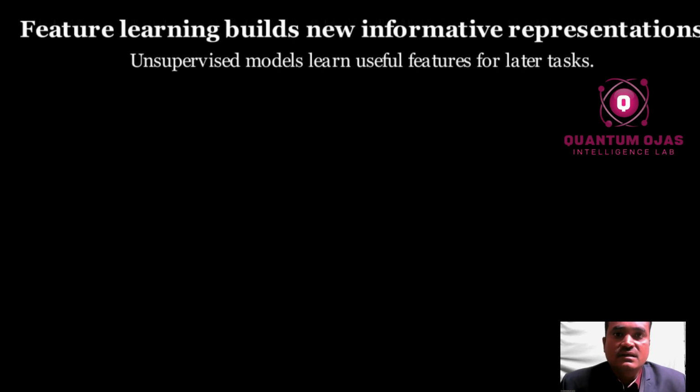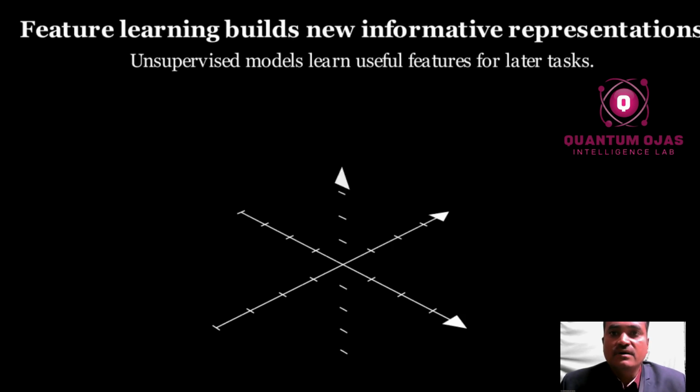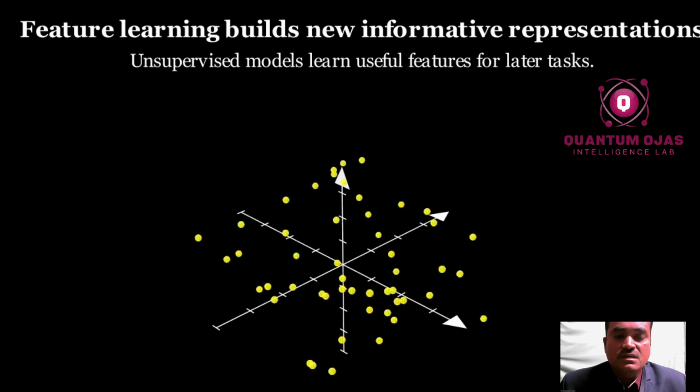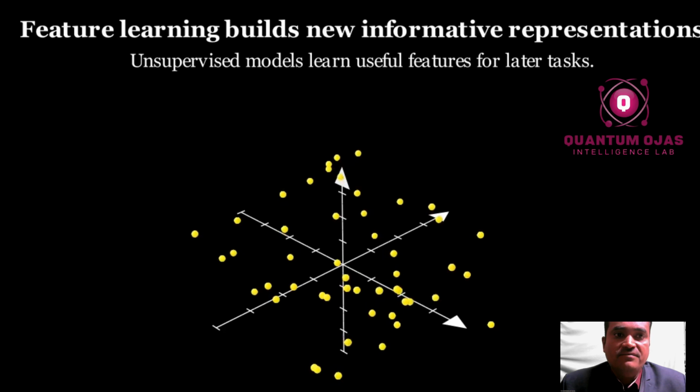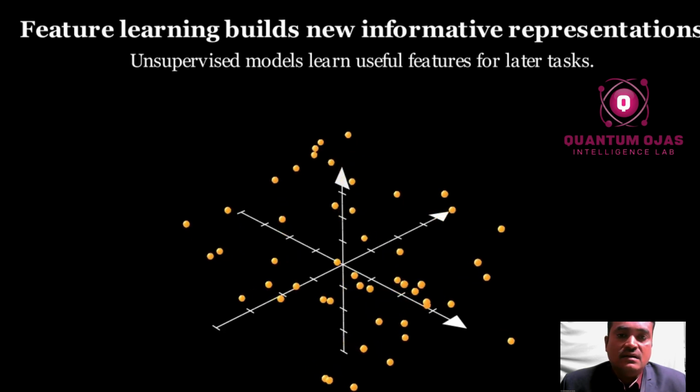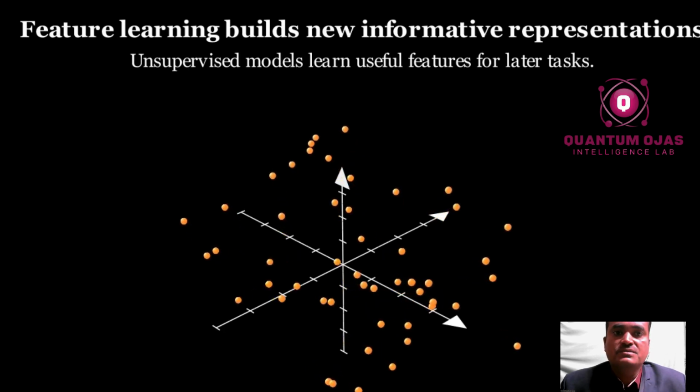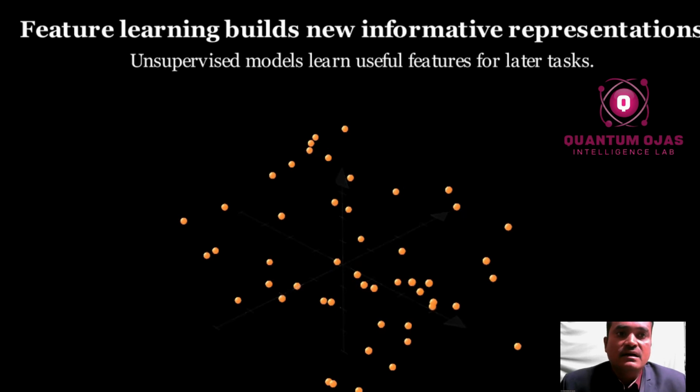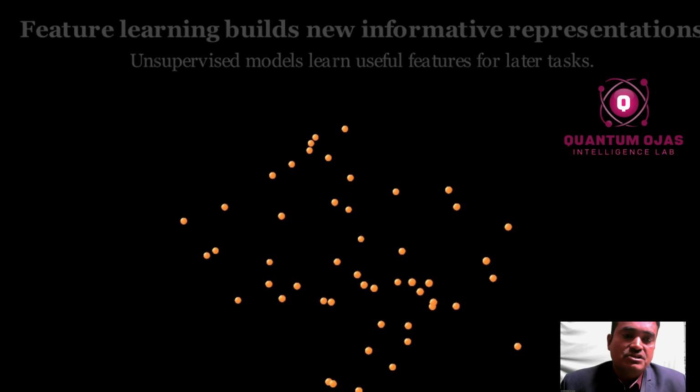The next important aspect is that feature learning builds new informative representations. So with the help of clustering and grouping of the data, there are some meaningful groups which will give us meaningful information, especially in unsupervised machine learning.